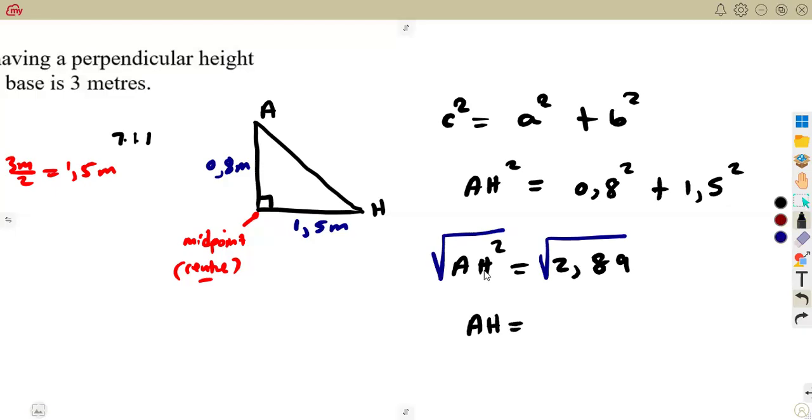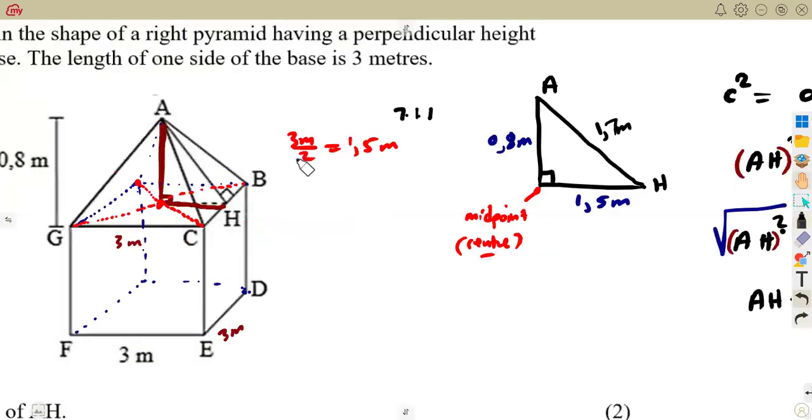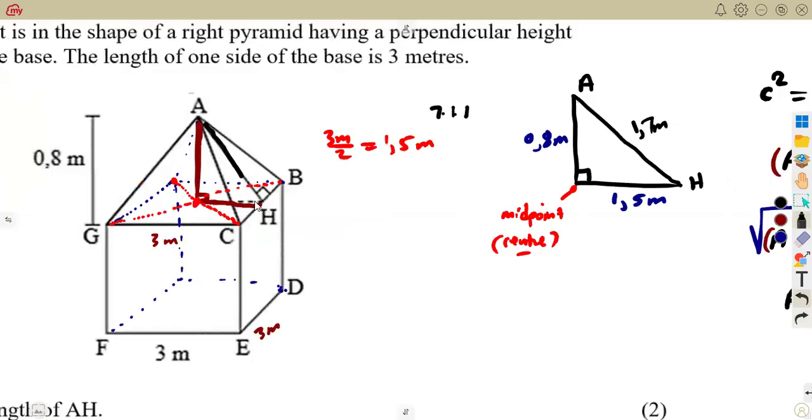You can even use a bracket like this, it is one and the same thing, or you can just leave it like that. The moment you introduce the square root, you are removing the square. So the square root of 2.89, which is 1.7 on your calculator, is the length of AH in meters. So that is 1.7 meters, which is like a slant height to that base.